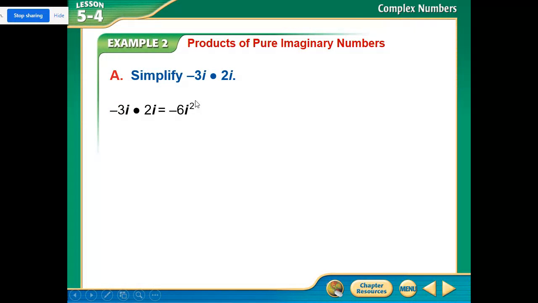Now, i squared is special because i squared is always -1. That's what we defined it as at the beginning. So anytime we get an i squared, we can actually rewrite that. And notice I rewrite the i squared as -1. So this just becomes -6 times -1, or just 6. So my answer is just 6. So I can go ahead and multiply these together and just get 6.